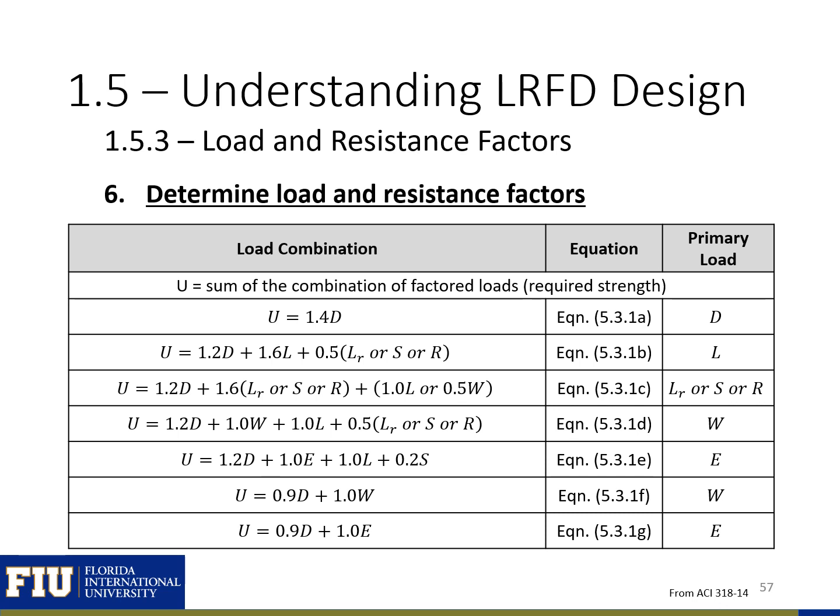Here are the different load combinations that are found in the ACI 318 code. We have load combinations including dead load and live load and snow and wind loads, and also seismic loadings. And you can see that the different load combinations have a different primary load. In this course, we're going to focus on where the dead load is primary or the live load is primary.